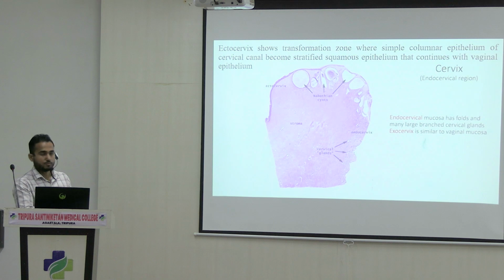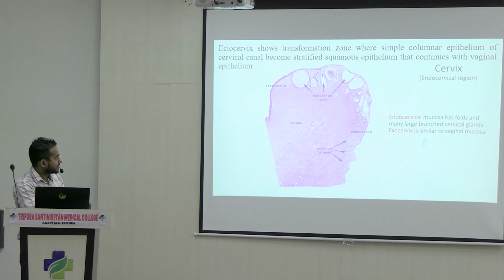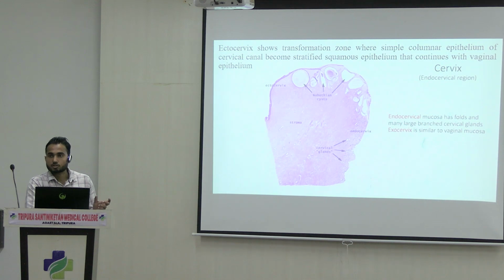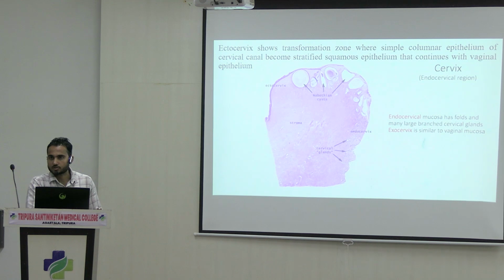First of all, the mucous membrane or the mucosal lining is called the endocervix. In the endocervix you can see the mucosal folds, which are also called palmate folds. Along with that, you can see branching cervical glands are also present. Then this entire part is the stroma, the fibroelastic stroma, where smooth muscle fibers and elastic fibers are there. Along with that, dense connective tissue is present.